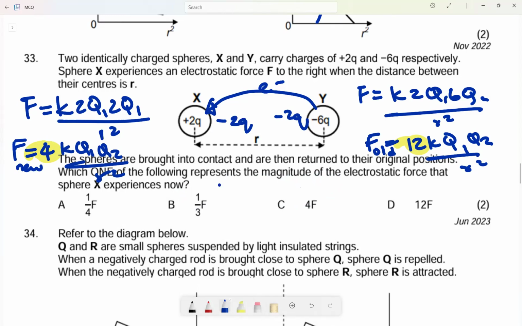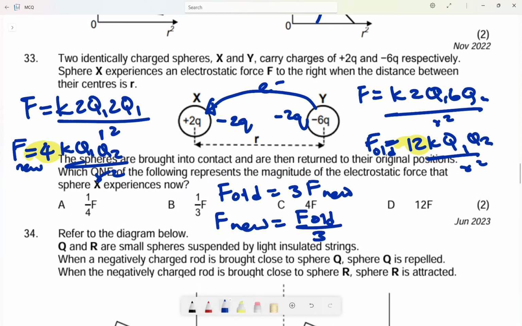I have force new. 12 divided by 4, you'll say force old is 3 times force new. Therefore, we want force new. Force new is equal to force old divided by 3, which is the same as 1 divided by 3. Okay, so the most correct answer is B here.